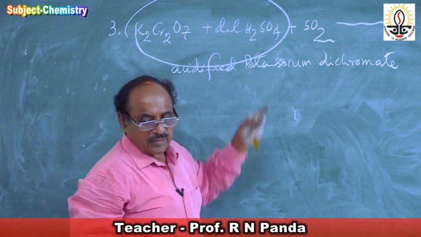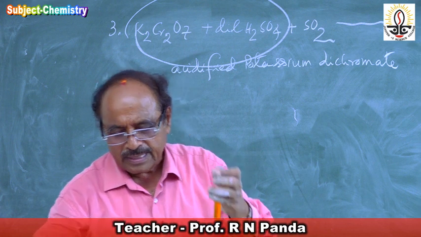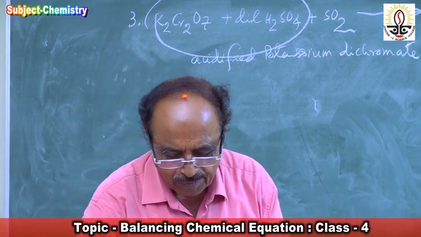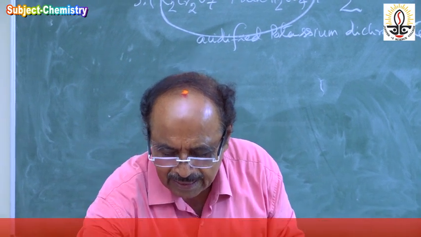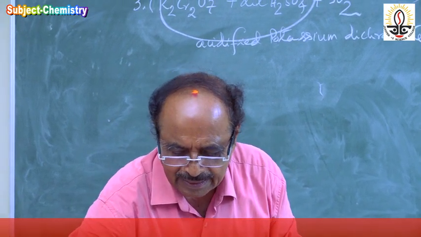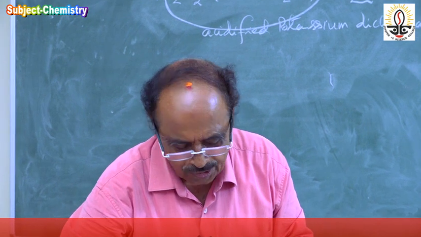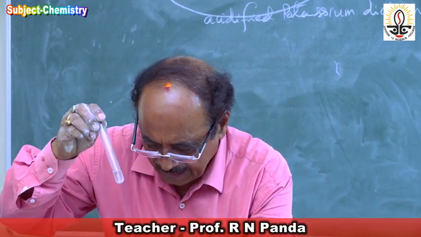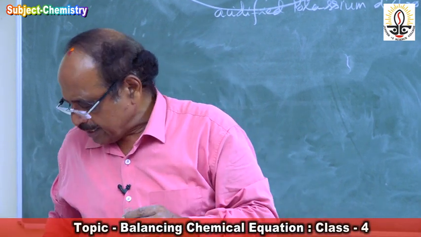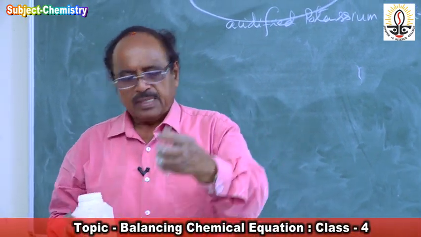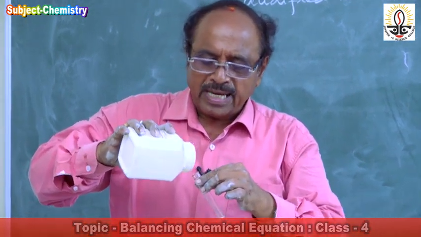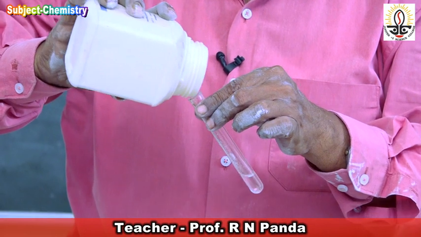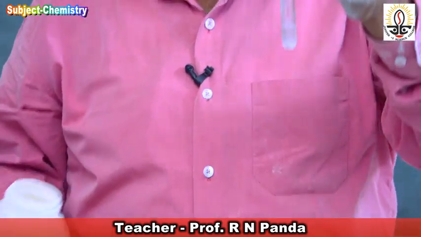Then what I am doing, I will now produce sulfur dioxide. This is my acidified potassium dichromate, and I will produce sulfur dioxide gas, and I will allow the sulfur dioxide gas to react. I have kept potassium dichromate here. This is my sulfuric acid. To this I will add sodium sulfite.